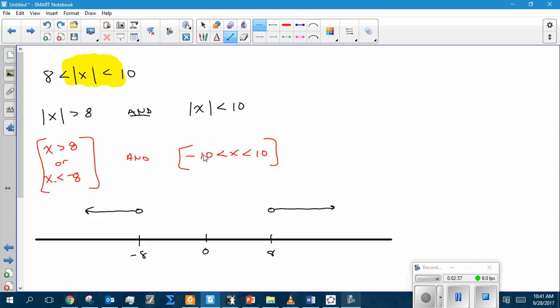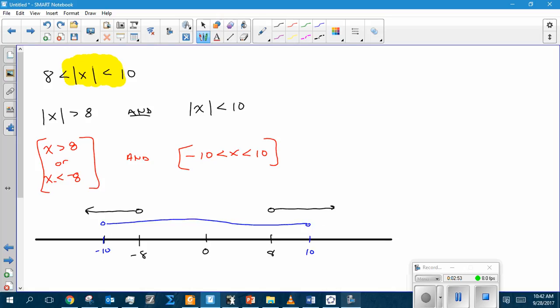Now, this stuff here, negative 10 to 10, if I plug those in, let's do some blue, negative 10, positive 10. What that's saying is that x is those values. But we want x values that have this criteria and that criteria. So graphically, that's where these two things overlap, and that's going to be those values there and those values there.